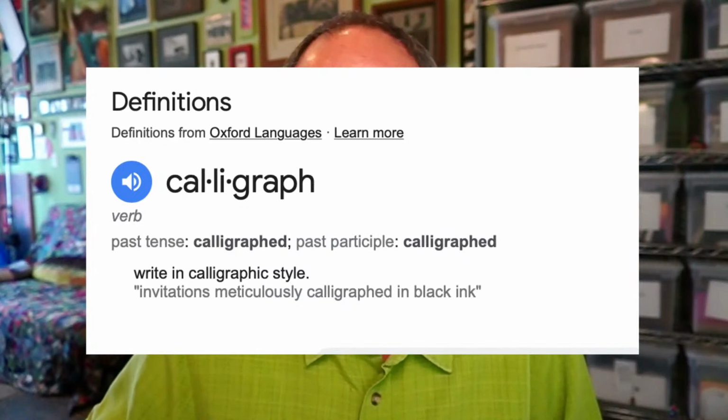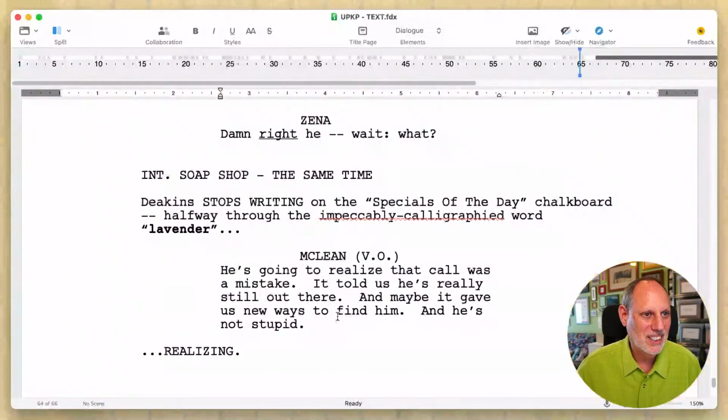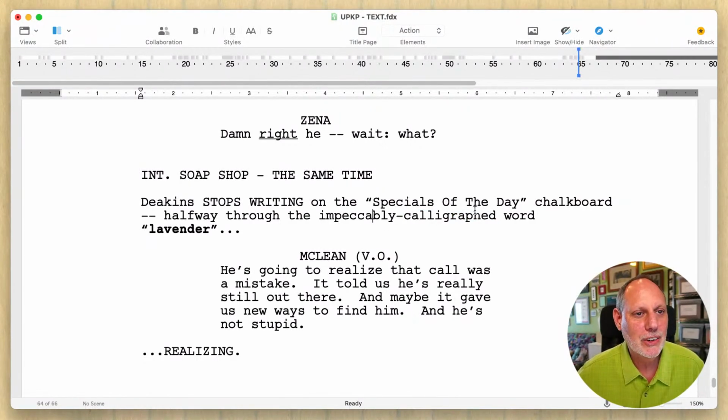Calligraphed. That's it. Okay. So, let me go back to this now. Calligraphed. Boom. Oh, look at that. It recognized it. I could have just guessed. Halfway through the impeccably calligraphed word lavender.